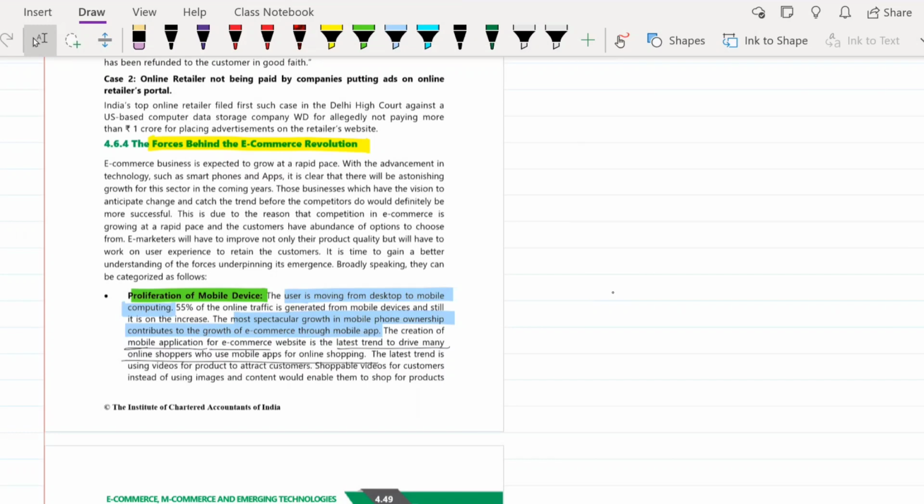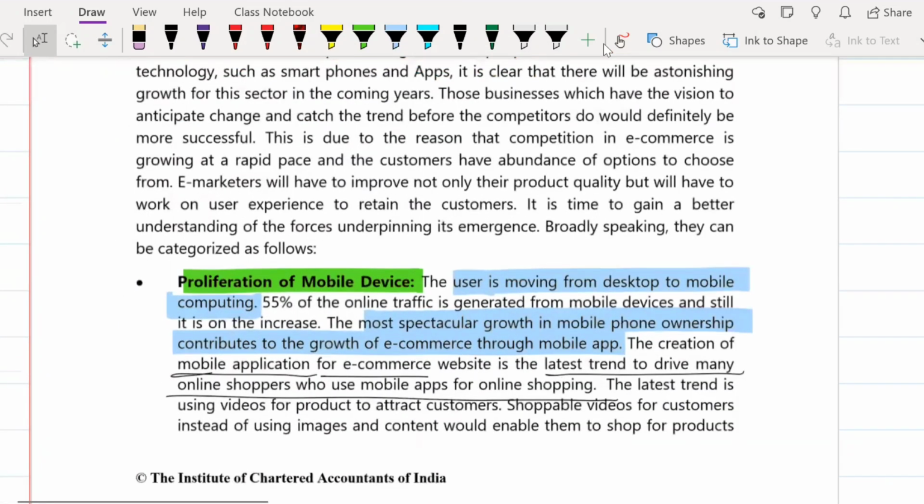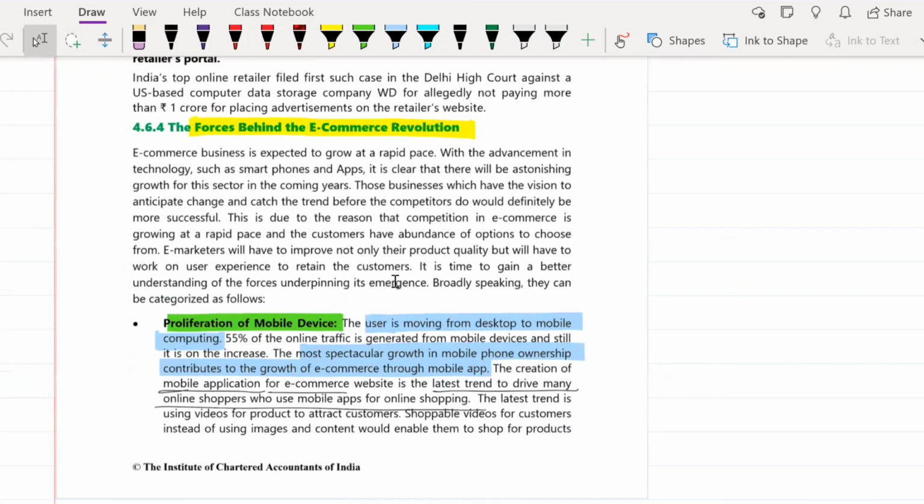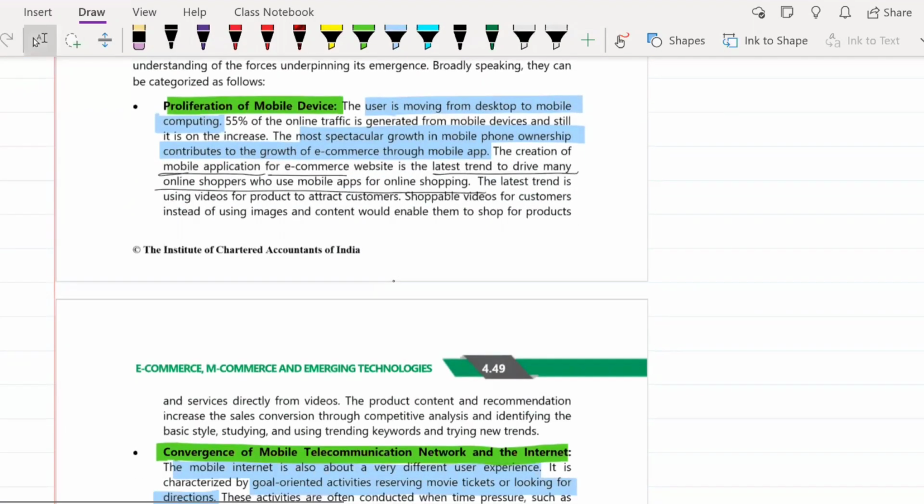Okay, fine. The final topic is the forces behind the e-commerce revolution. E-commerce has taken a very good pace and standing in the real world only in very recent times. In the last 10 or 20 years, we can say it has taken a very good position in the market and in the economy. So what were generally the forces which created this revolution is what we are going to understand now.